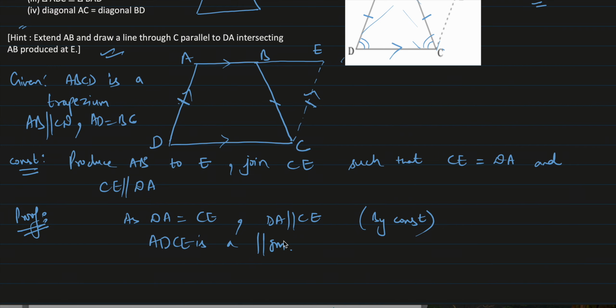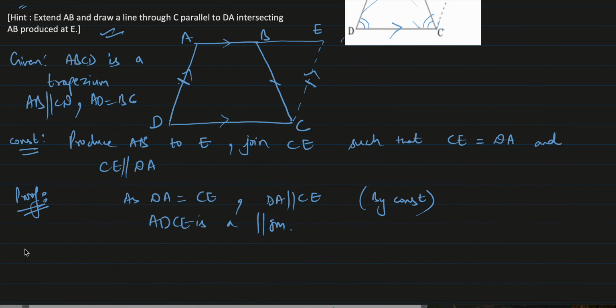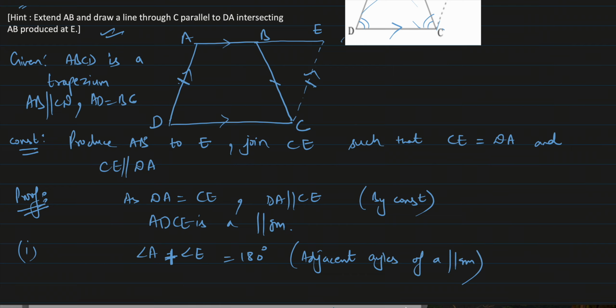Yeah, so I'll be using that part. It became a parallelogram. Now when it becomes a parallelogram, can I say that angle A equals angle E? No, not angle A equals angle E. Angle A plus angle E is 180 degrees. So that's adjacent angles of a parallelogram. So angle A plus angle E is equal to 180 degrees, adjacent angles of a parallelogram. Now A and E comes out to be 180.